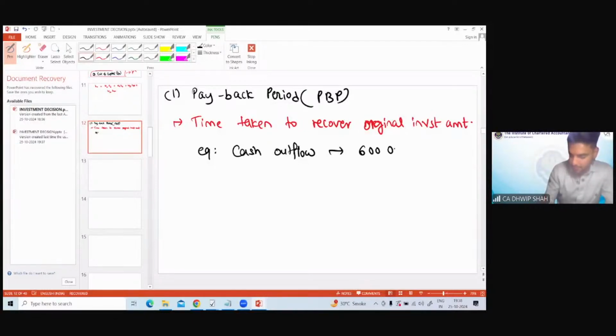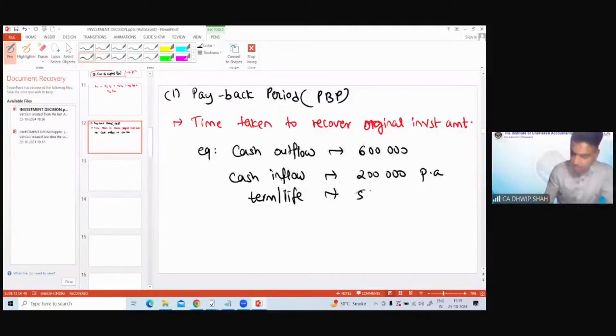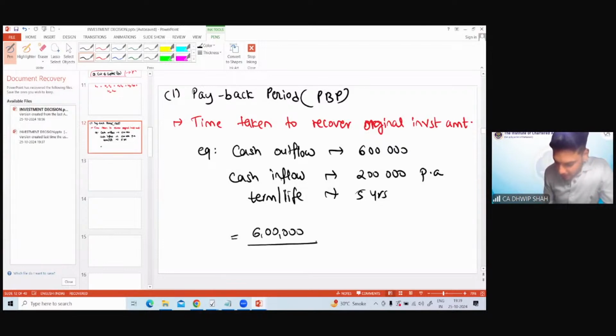6 lakhs, cash inflow of 2 lakhs per annum, life of the project or term of the project is 5 years. And you all said that, sir, my initial investment of 6 lakh will get recovered after 3 years. So your brain calculated or used one formula, which was 6 lakh divided by 2 lakh.